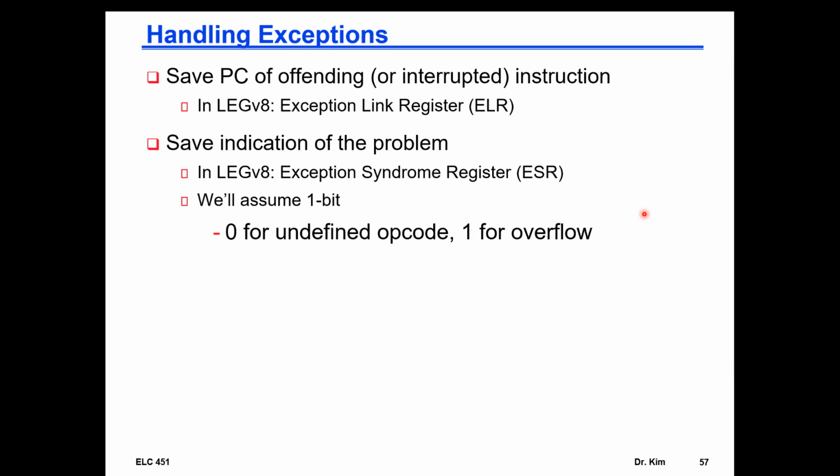the exception. Let's assume, for the purpose of the discussion, that this is a 1-bit register, and our exception is going to be whether we have an undefined opcode or an overflow. So 0 is going to be undefined opcode, 1 is going to be overflow. Those are the two exceptions that we are discussing at this moment.